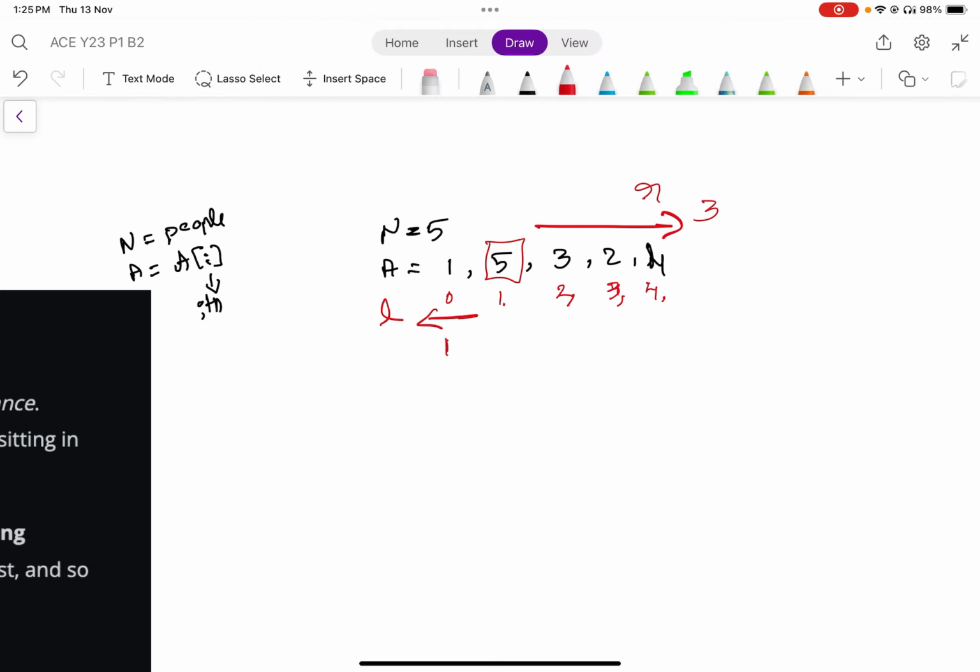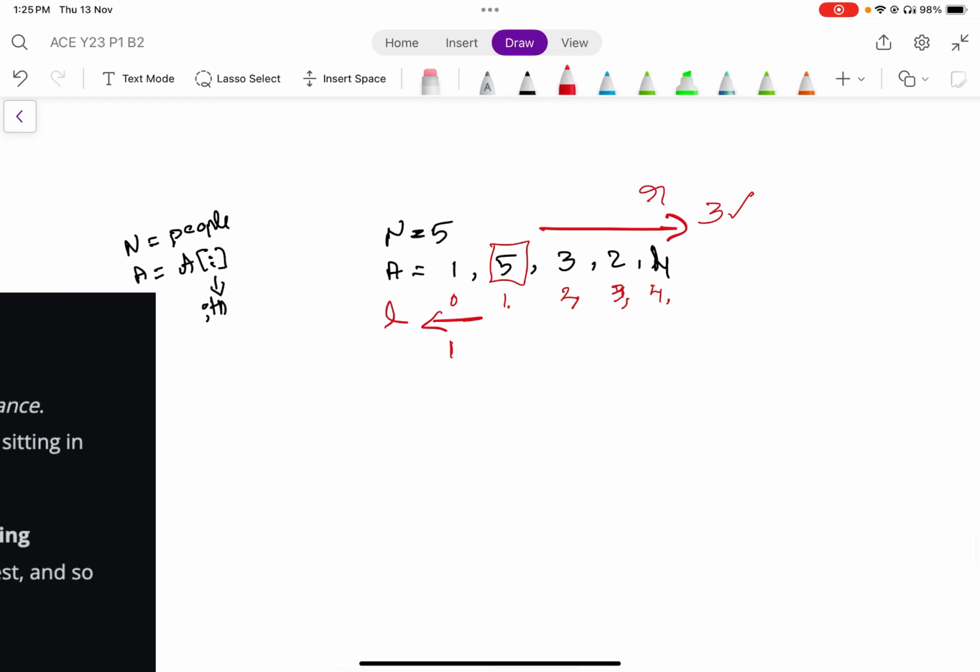This person needs to choose the direction in which he disturbs the minimum number of people. If I choose right, 3 people need to be disturbed. If I choose left, 1 person will be disturbed. So which one will we choose? Obviously the left one. So the person with priority 5 will choose the left direction and disturb only 1. Likewise, the same thing will happen for the other priority people as well. As of now, 5 is done.